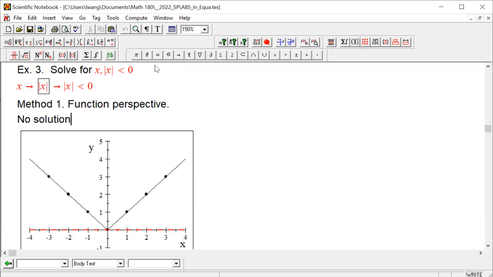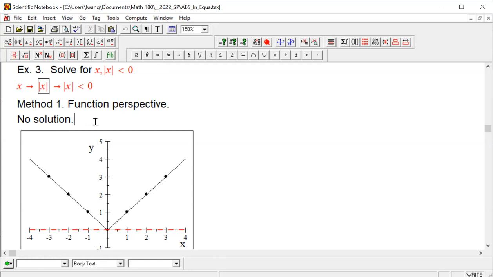No solution, right? Because the broken line is not supposed to touch. We should not have any output that's equal to the broken one because we need to be less than. And for less than, there's no touch, right? Actually, I'm going to combine method 1 and method 2.